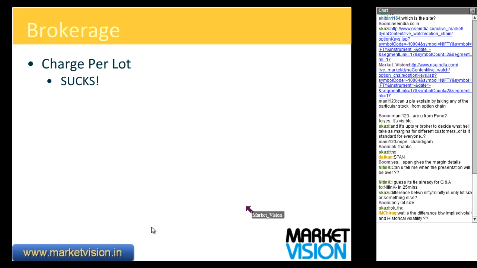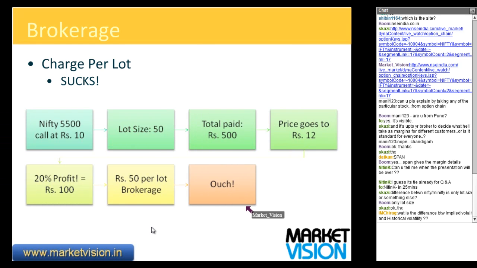Okay, so we have brokerage. Brokerage per lot really sucks. Most brokers charge 20, 30, 50 rupees per lot. If you have a Nifty 5500 call at 10 rupees, lot size is 50, you pay 500 rupees. The price goes to 12, a 20% increase in price, so you will make 100 rupees. But if you pay 50 rupees per lot of brokerage on buying and 50 rupees per lot on selling, you've lost all your profit just in the brokerage itself.